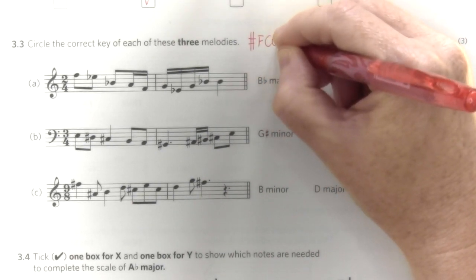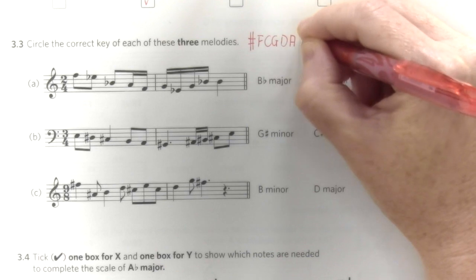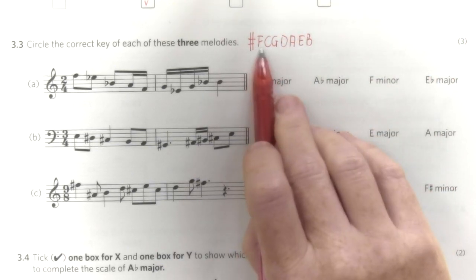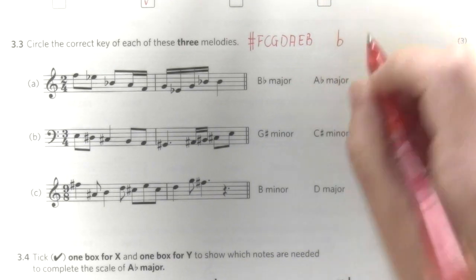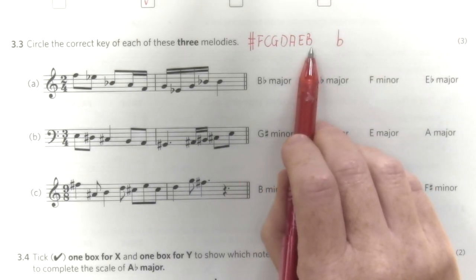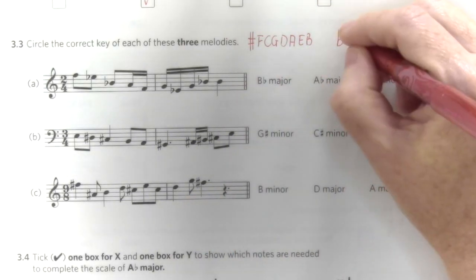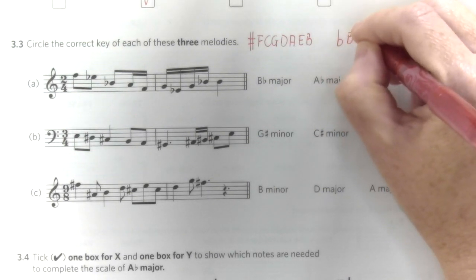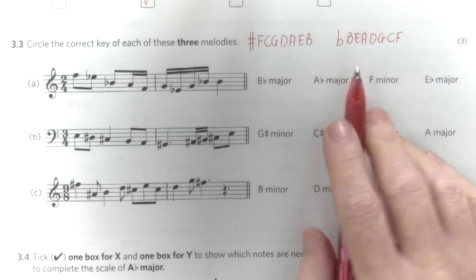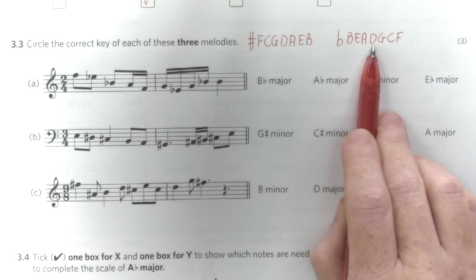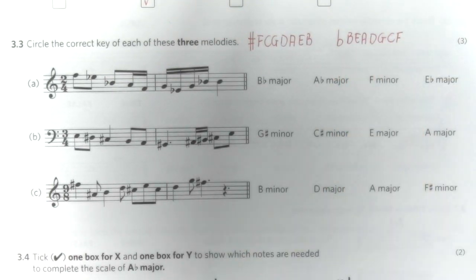Fa, do, sol, re, la, mi, si. Fun coloring gigantic drawings after eating breakfast. And the flats are the sharps backwards. So si, mi, la, re, sol, do, fa. Big elephants ate dinosaurs, goat, cheese, figs. Good for them.